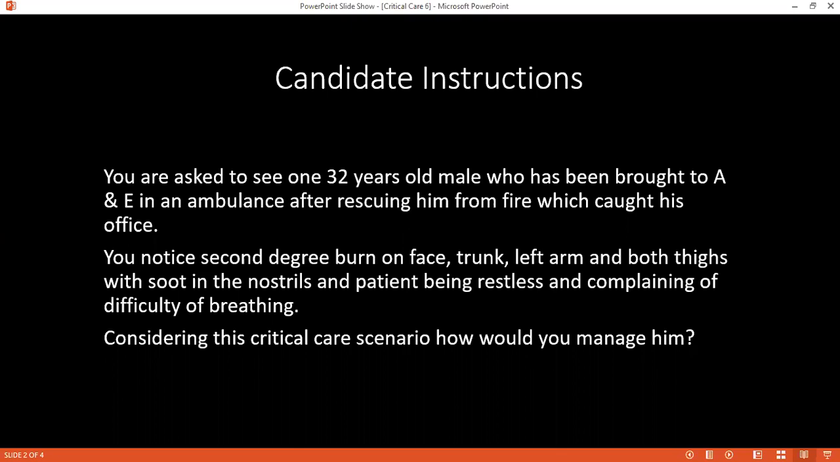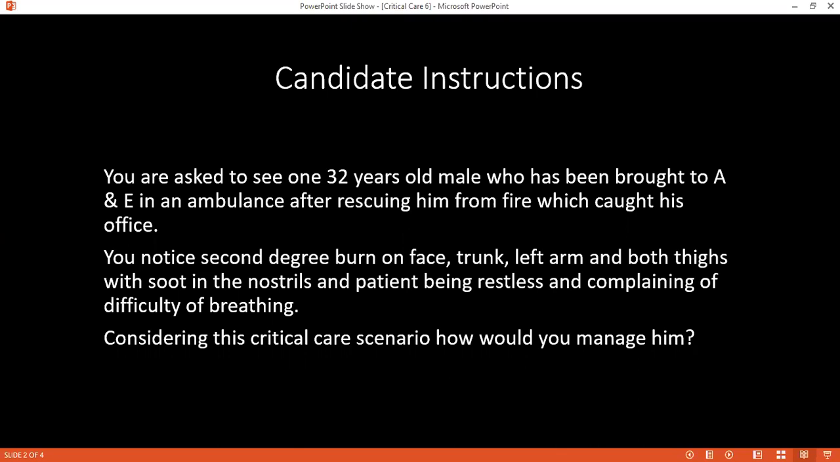And if there is circumferential chest burn or burn in the trunk, it may also cause further difficulty in ventilation, and I will address that.